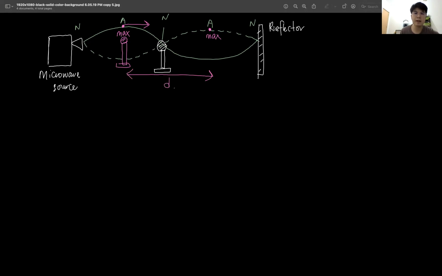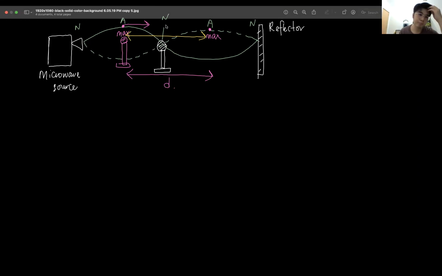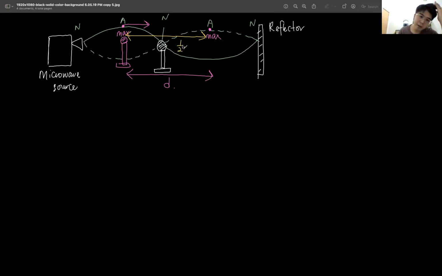And I also know that from one antinode to the next antinode is half of the wavelength. Is it one whole wavelength? No, not one whole wavelength. Because you're going from here down to the next antinode. Not this antinode, the next one after that, that is one wavelength. So from here to here, it will be half a wavelength.